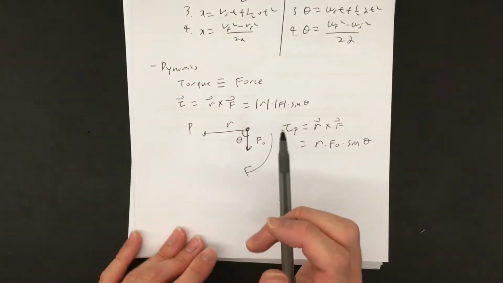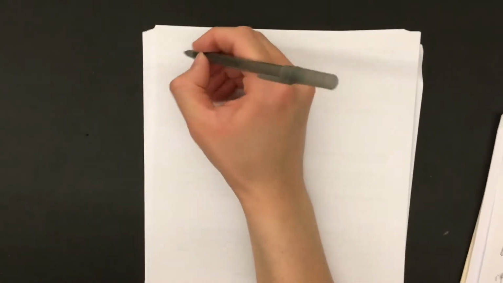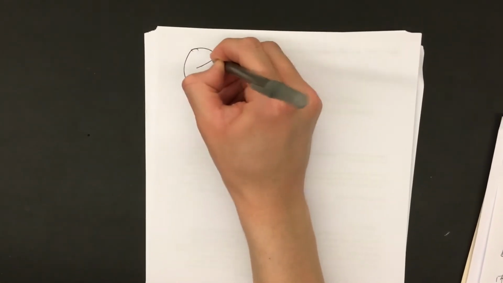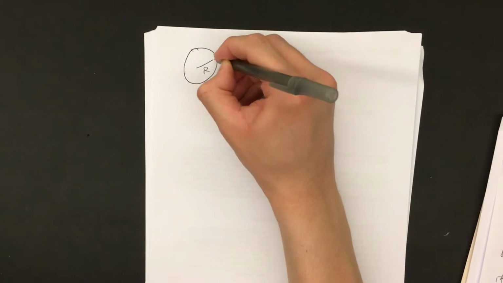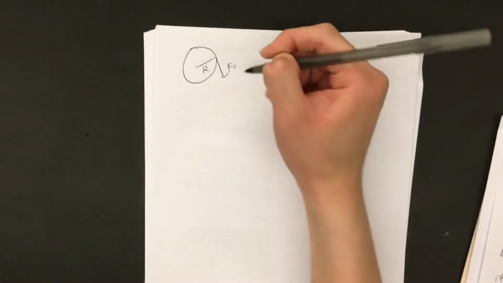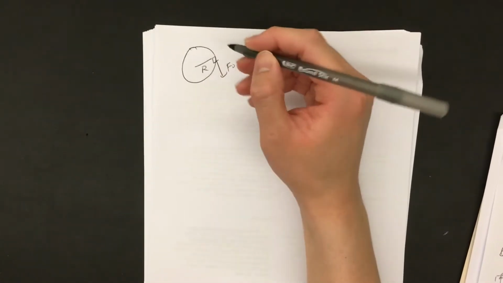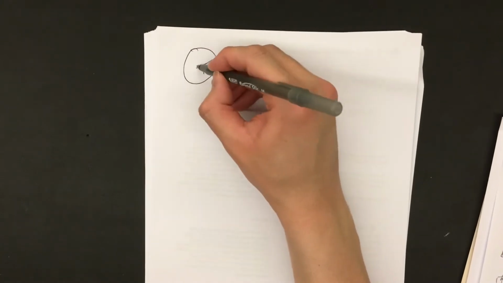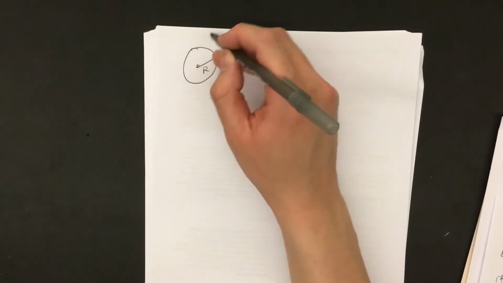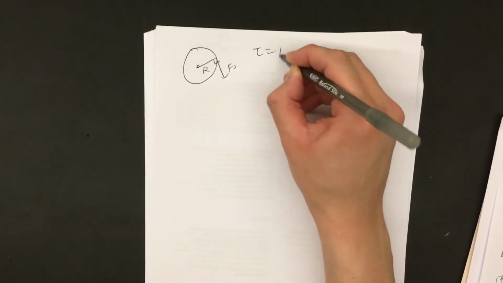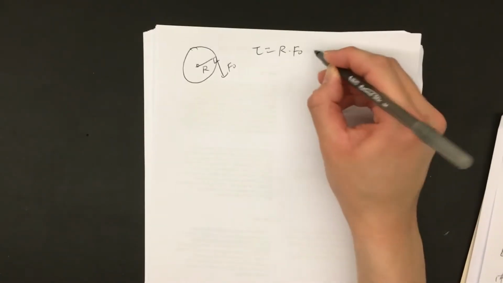then the direction of the torque would be pointing outside of the page. Now let's say there is an object with radius r, and there is a constant force with magnitude F0 that is applied perpendicular to this radius and is separated by a distance r from the center of mass. Then the question is, how is torque, in this case equal to r times F0, related to the angular displacement theta?